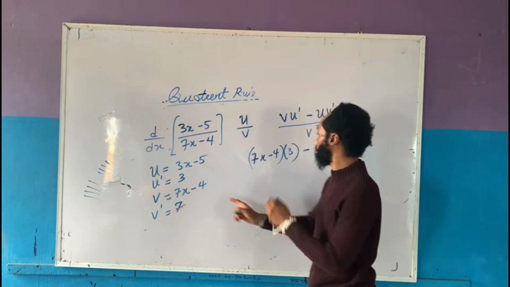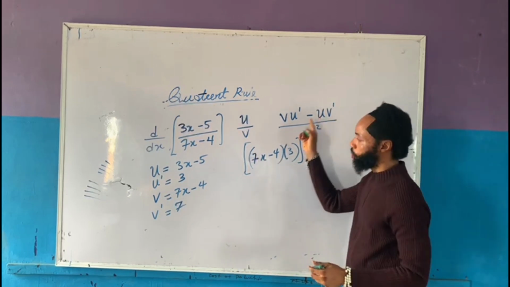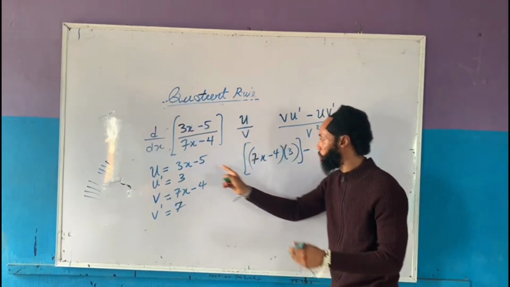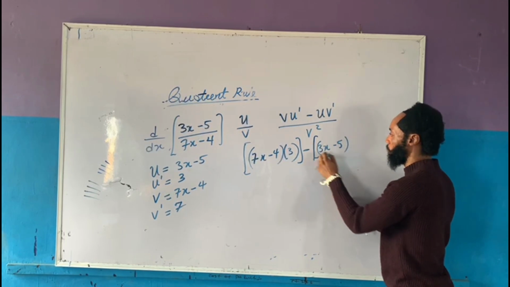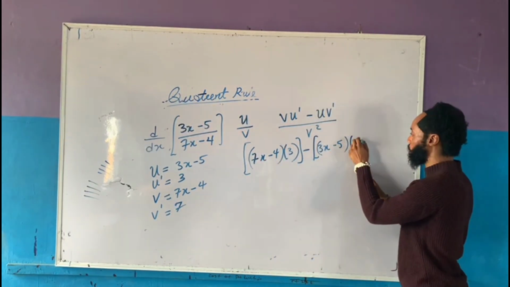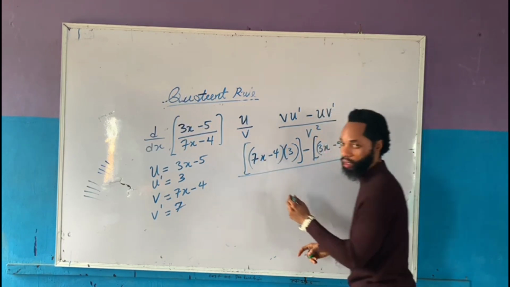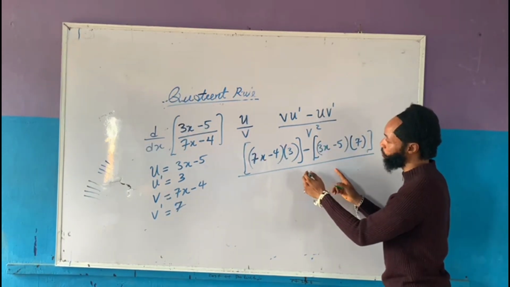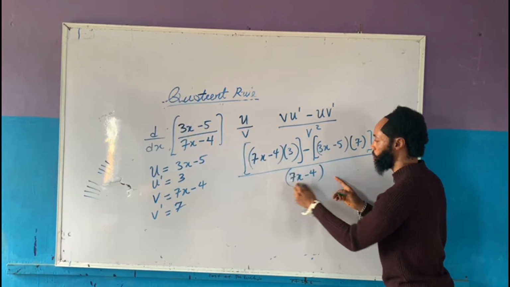Minus. Then we go to the next one. U, what's our u? Our u is 3x minus 5. So we write 3x minus 5, all multiplied by v prime. V prime is 7. All over what? V squared. That is 7x minus 4, all squared.